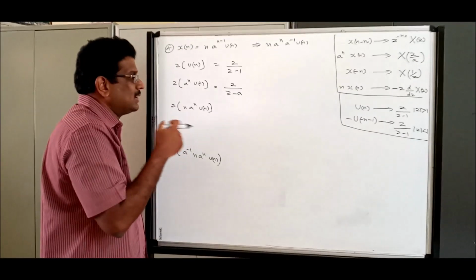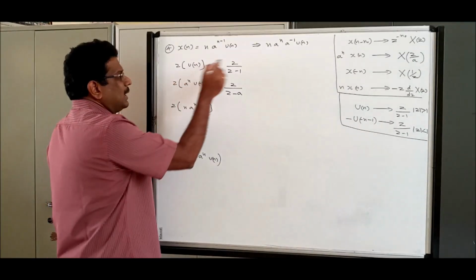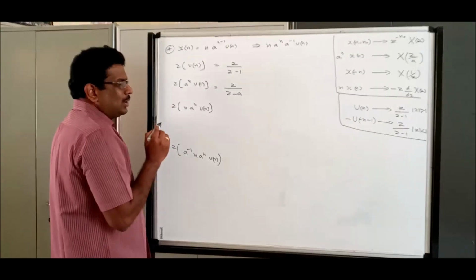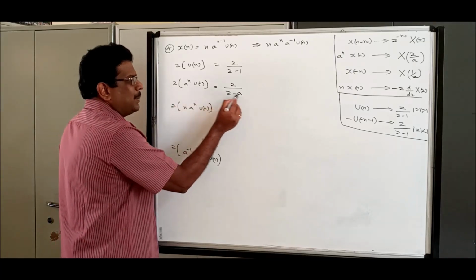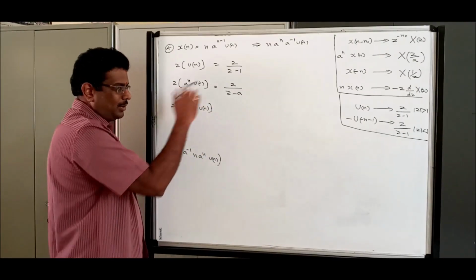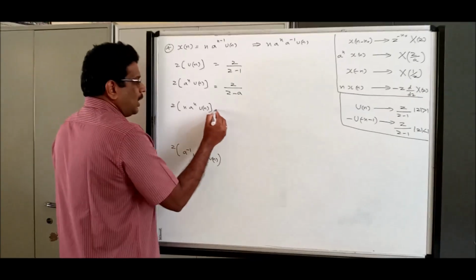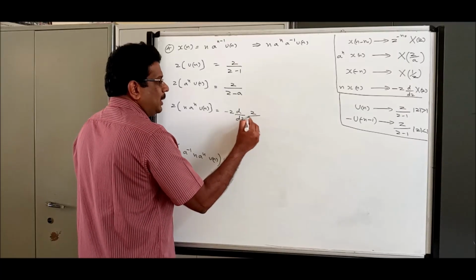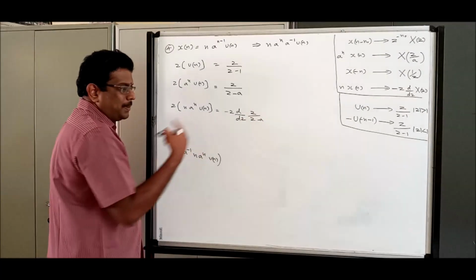Because we need it in the inverse Z transform calculation: Z by Z minus 1, and Z by Z minus A. Please recall, 3 means Z minus 3, and minus 3 means Z plus 3. Obviously, that is the value change. Now, what about here? Minus Z d by dz of Z by Z minus A, as per the property.